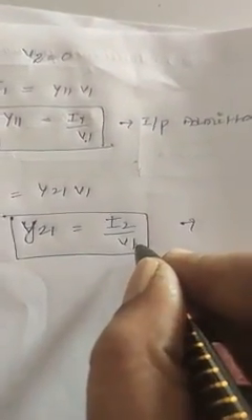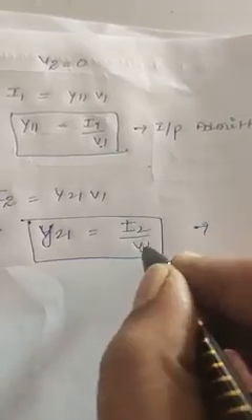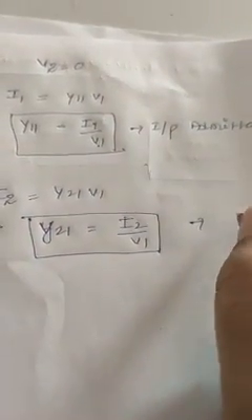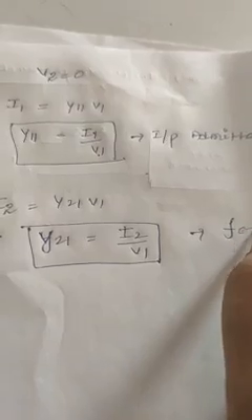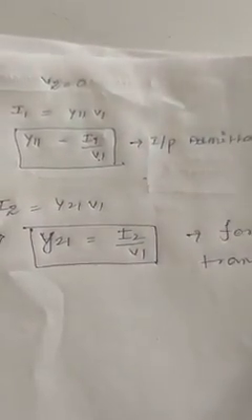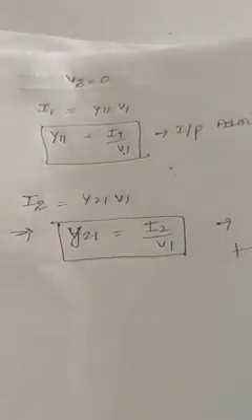This is the output current and input voltage ratio, so output current to input voltage is called the forward transfer admittance. This is the second term.